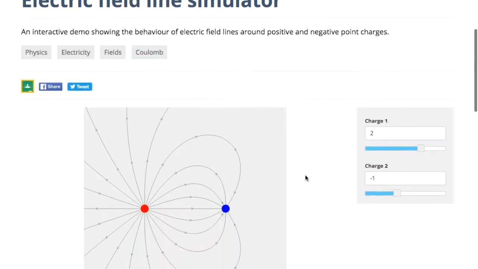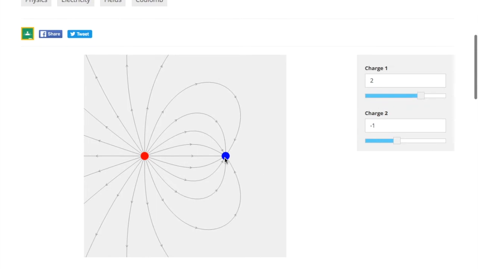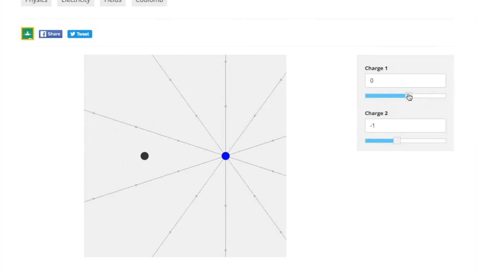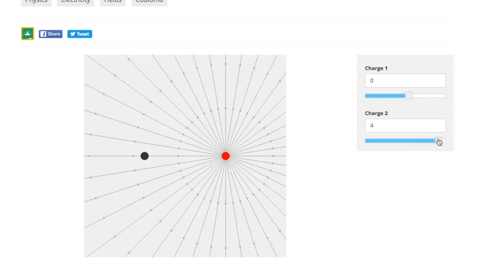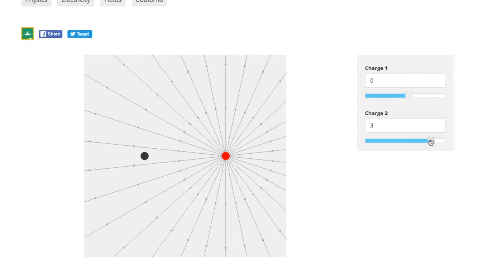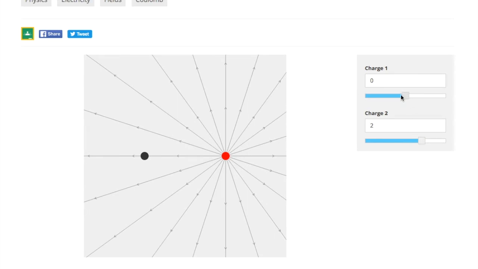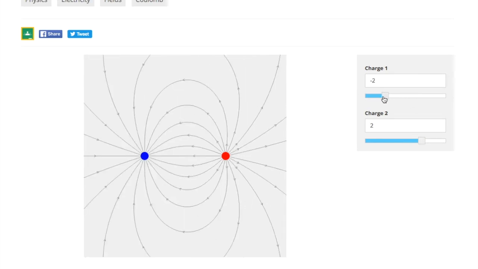This simulation is great for seeing what it looks like when you change the charge on an object and seeing what the electric field lines look like. So you can see if one is 0 and one has some charge, then it's just the lines radiating outward. If you make it positive or negative, the lines point away or towards the object. And then what the lines look like if you've got two charged objects, how they curve and go from one to the other.